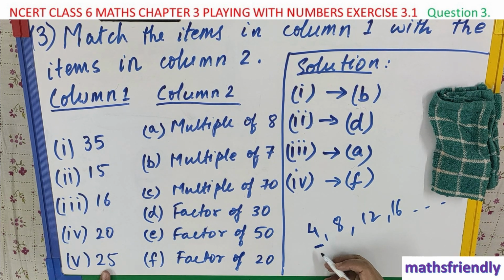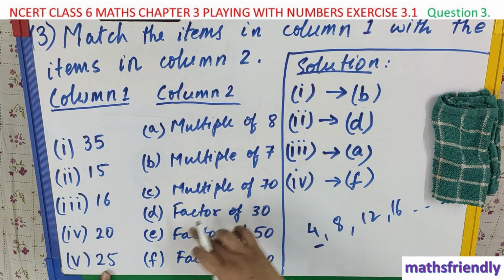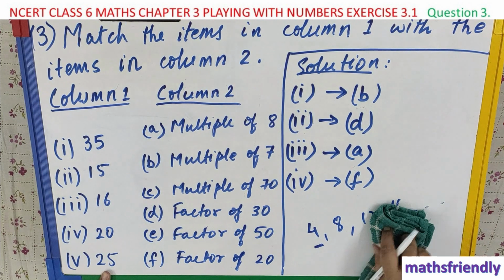So 25 is smaller than 70. So 25 cannot be a multiple of 70. Multiple of 70 will be a number greater than 70 and equal to 70. So this will not match with this one.